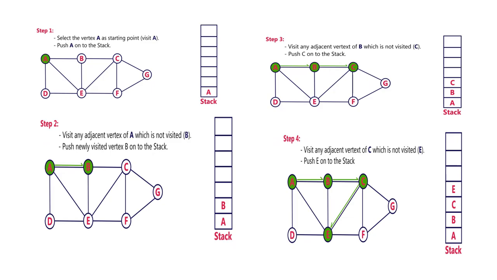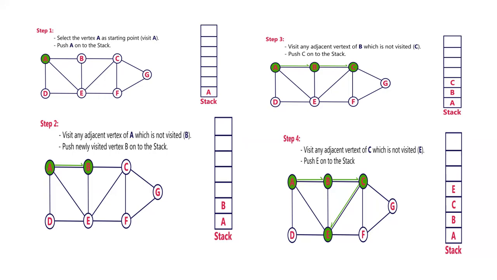Now B is on the top of the stack. For the top of the stack, B, we are going to check the adjacent vertices. For B, they are E and C. A is already visited. So we are going to select C as the adjacent vertex of B and we are going to visit that vertex and push it onto the stack.